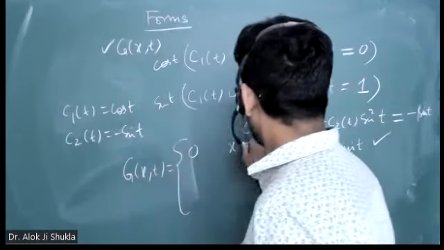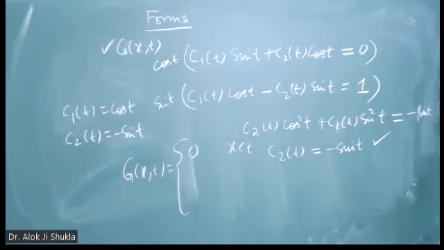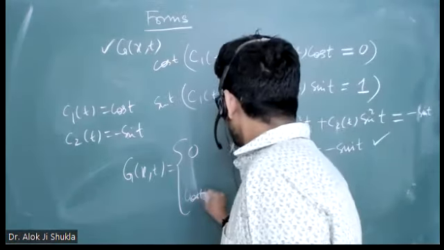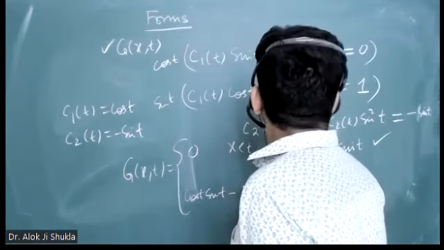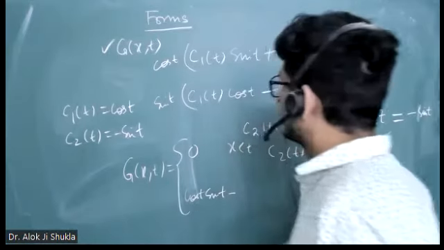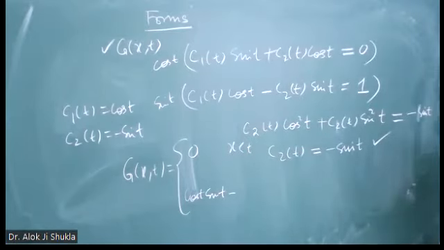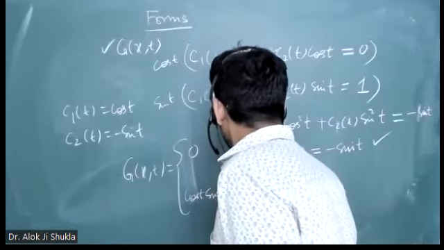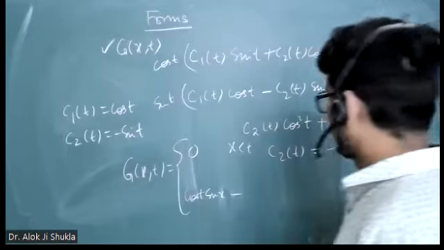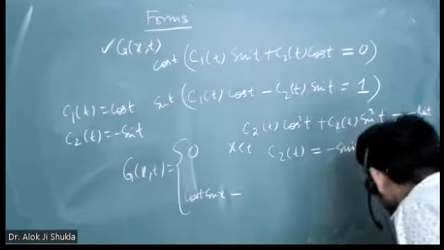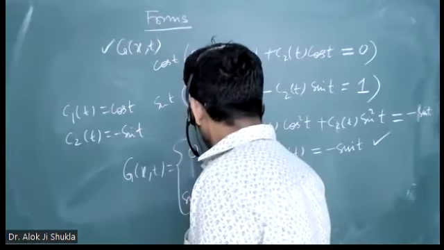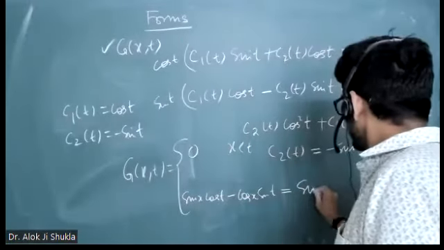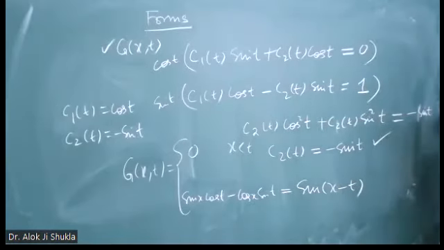0 for x less than t, and what we got for C1 is cos t, right? So cos t sin x, cos C1 t is cos t, so cos t sin x, and minus, I write it like this, sin x cos t minus cos x sin t, which I can write as sin of x minus t. So this is your Green's function.